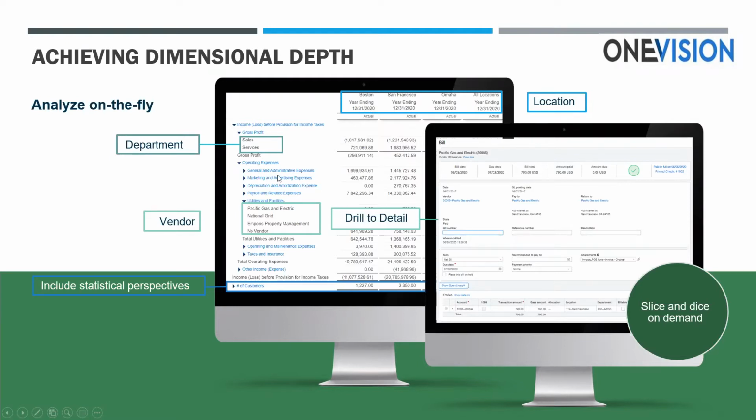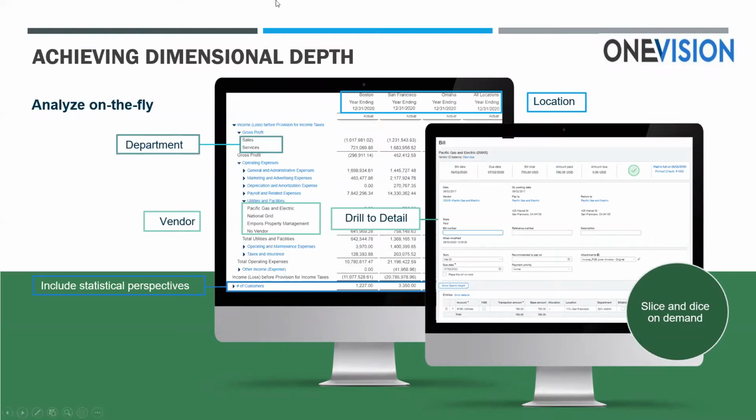You also see that anytime you see anything blue, we can click on it to expand it on the left-hand column. And then we can also drill to detail. So if we have these utilities and facilities, we have detail information. Anytime you see anything blue, you can click on it and you can drill to detail.